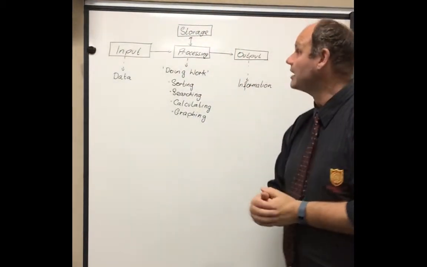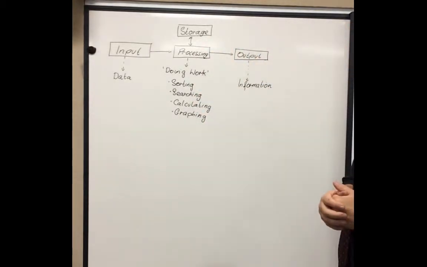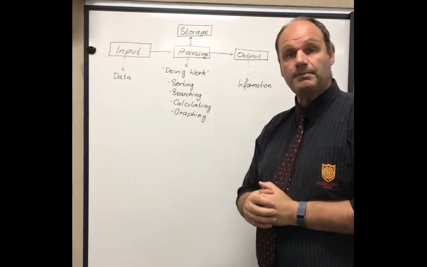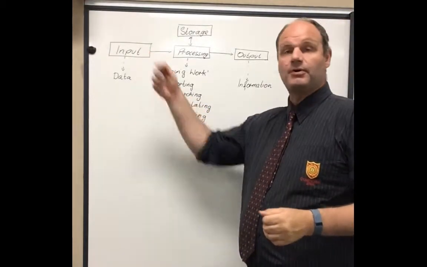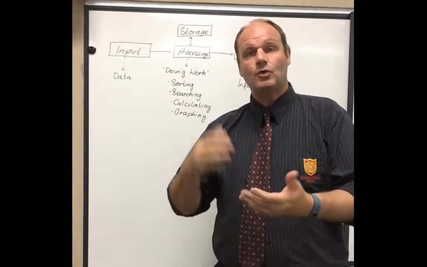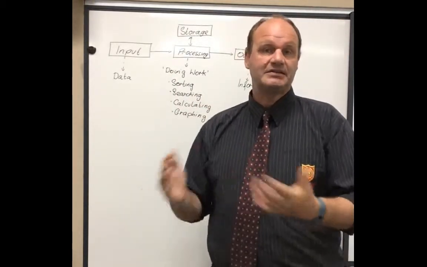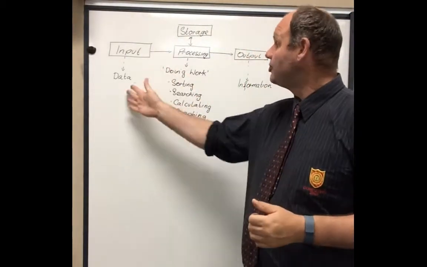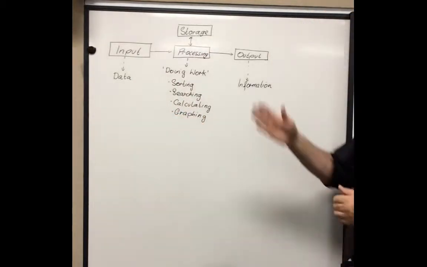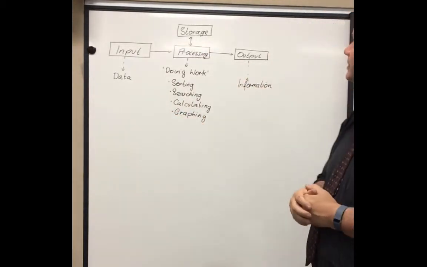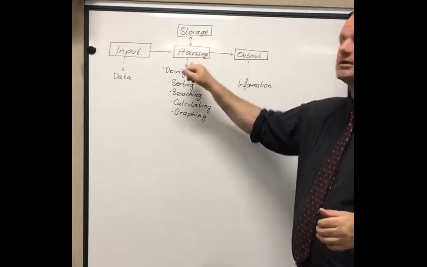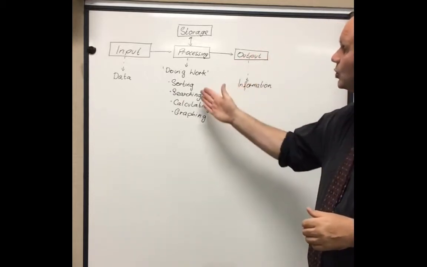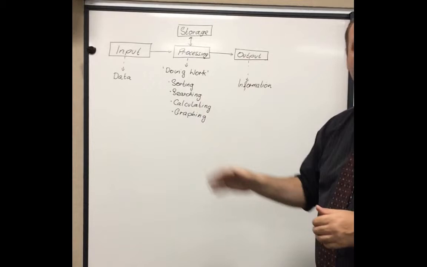So when we look at this diagram here, we can see that there are three main stages all computers go through. There's the input, and you'll remember from the last lesson we had keyboards and mouse and scanners to basically put data into the computer. The data can now have work done on it because the computer is doing some processing. That doing work is things like sorting and searching, calculating and graphing.